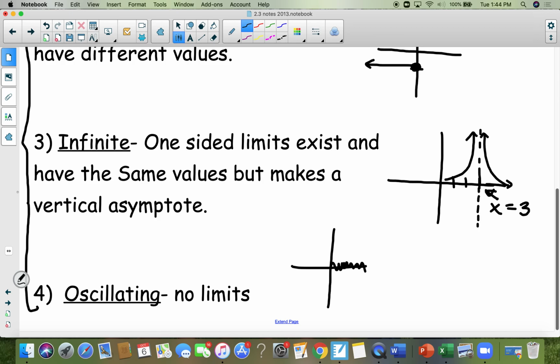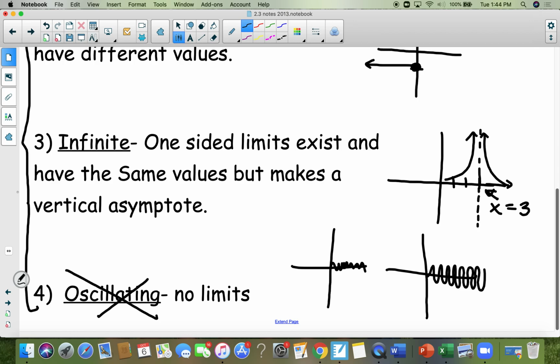And the last one is an oscillating one. Don't even worry about that. It will not be on the AP test. So it will only be those 3 mainly on the AP. Oscillating, basically, I'll just explain to you. It's just a graph that just keeps oscillating back and forth, and it'll never ever get closer and closer to one specific limit. But don't even worry about the oscillating one. It's not even on the AP test.